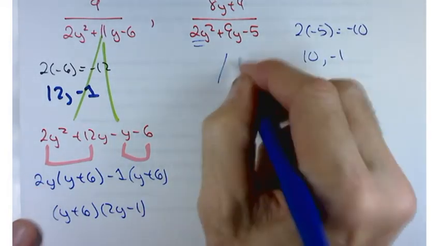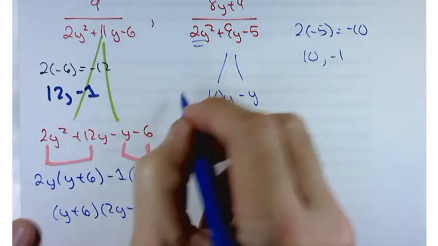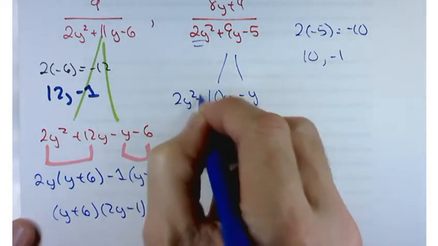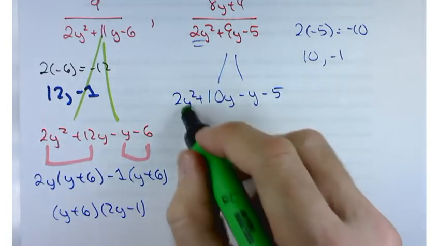So 10y minus 1y. These two stay the same. 2y squared plus that minus 5. And then as before, factor by grouping.